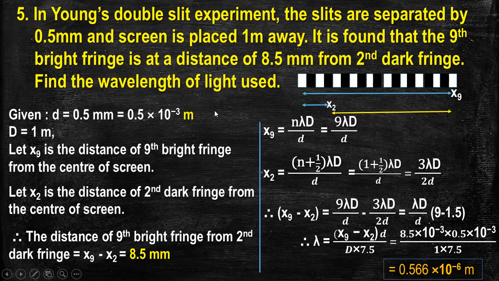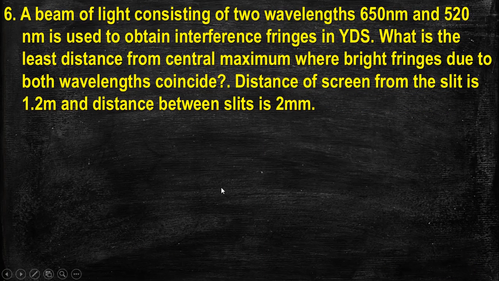Now moving on to the sixth problem. A beam of light consisting of two wavelengths, 650 nanometer and 520 nanometer, is used to obtain the interference fringes in YDS, Young's double slit experiment. What is the least distance from the central maximum where bright fringes due to both wavelengths coincide? The distance of the screen from the slit is 1.2 meter and distance between slits is 2 mm. You have to go through this problem once again.